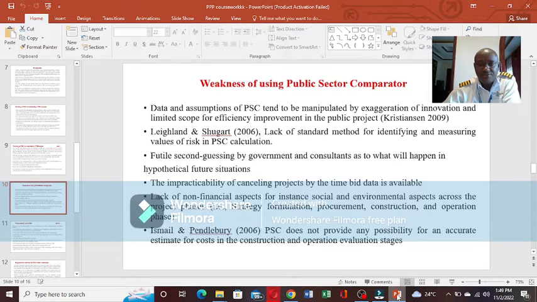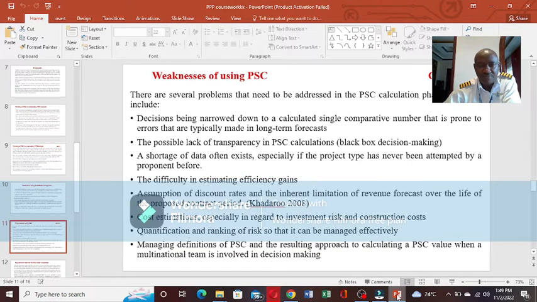And weaknesses for using public sector comparator, the major one being data and assumptions for public sector comparator tend to be manipulated. Also, there is lack of non-financial aspects, for instance, social and environmental aspects. Other weaknesses are also listed.